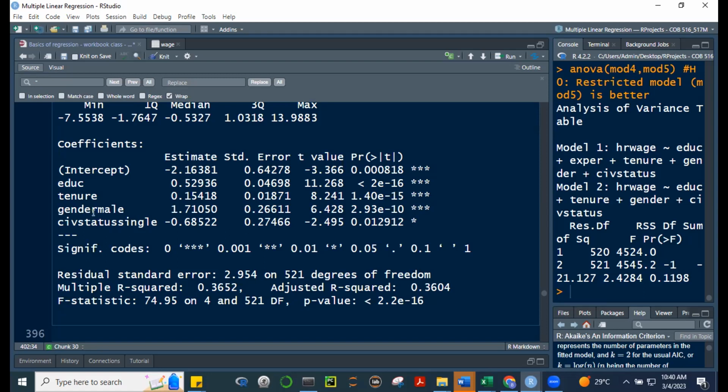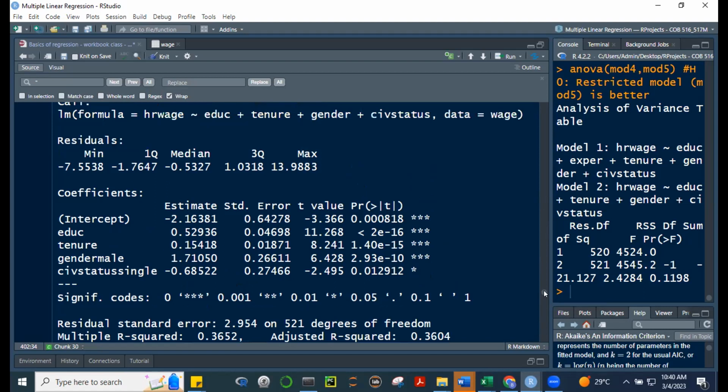The variable is actually gender, but we know that it's a dummy variable. So 1.71 refers to the increment: on average, male counterparts have $1.71 more in terms of hourly wage than their female counterparts. And all of these are statistically significant. And as we said, the adjusted R squared is 36%, 36.04.